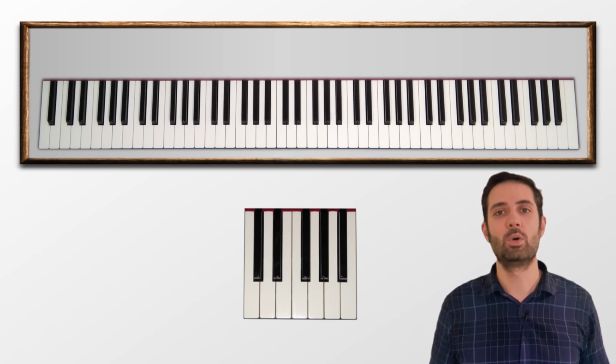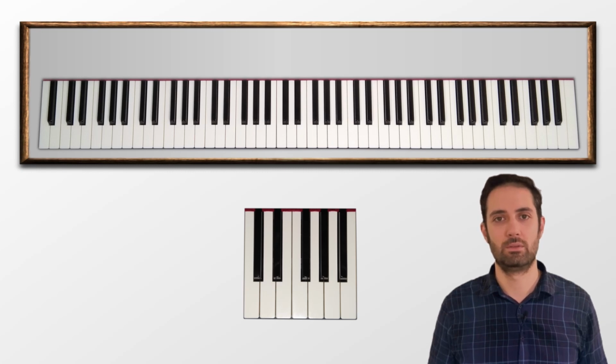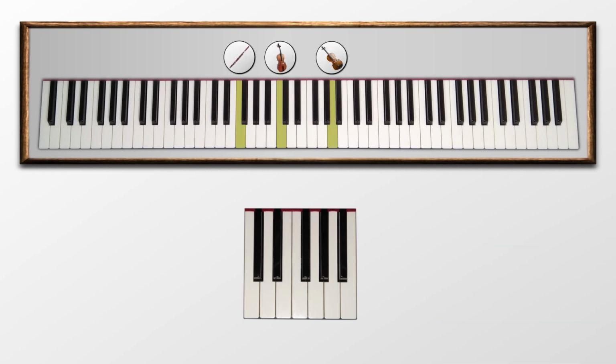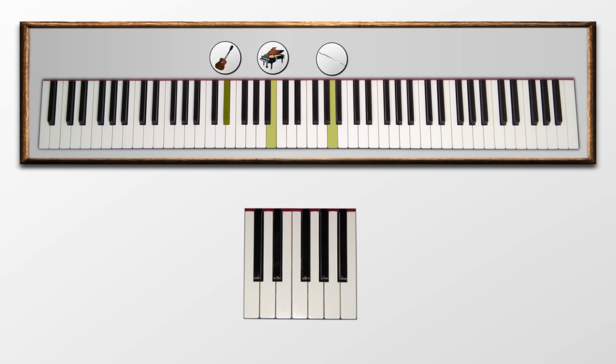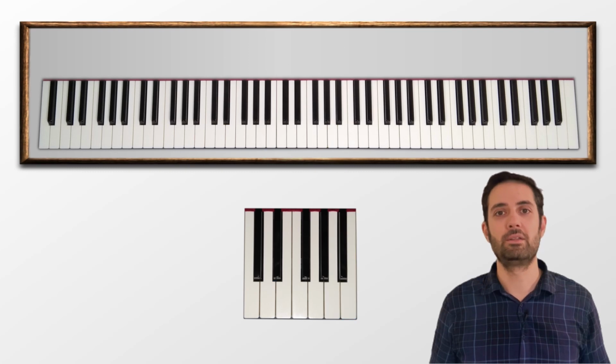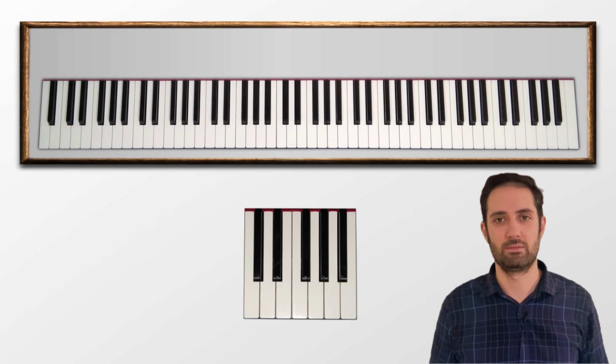And now listen to what happens when we break the rule. No matter if the combination of sounds is good or bad, we can clearly identify different pitches.